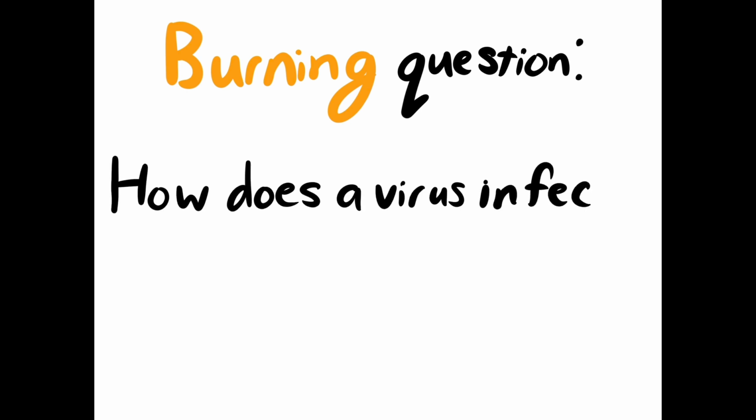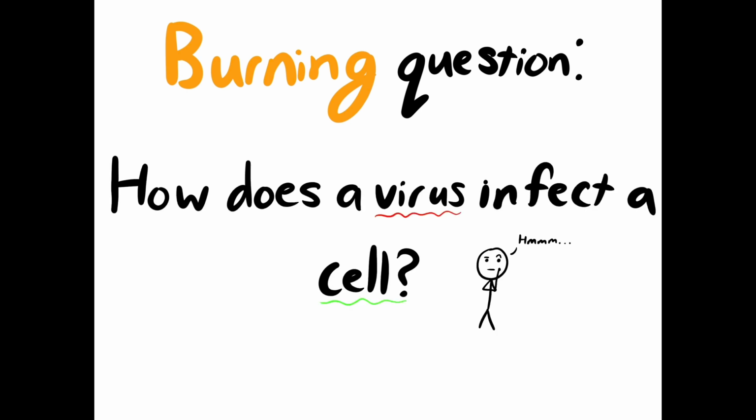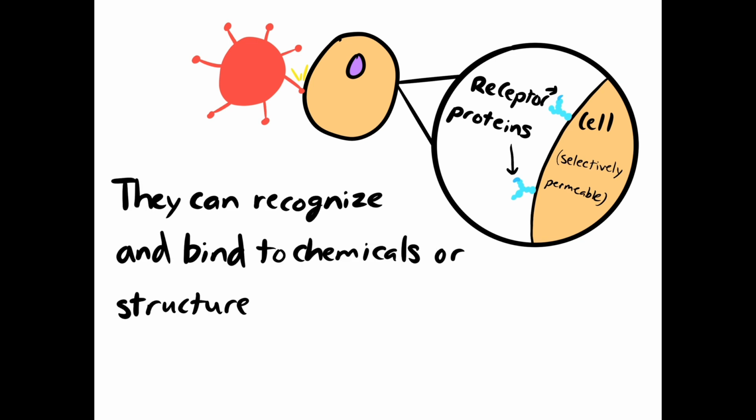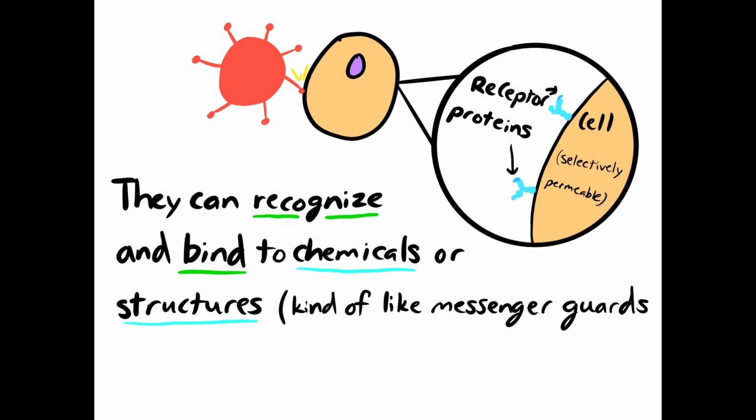Alright, finally the burning question you've all been waiting to hear the answer for. How exactly does a virus infect a cell? Viral infection begins with contact between a viral particle and a cell. In episode 1, we learned that our cells are selectively permeable. They're coated in receptor proteins that can recognize and bind to chemicals or structures outside of the cell. They're like messenger guards that regulate what chemicals to let in.